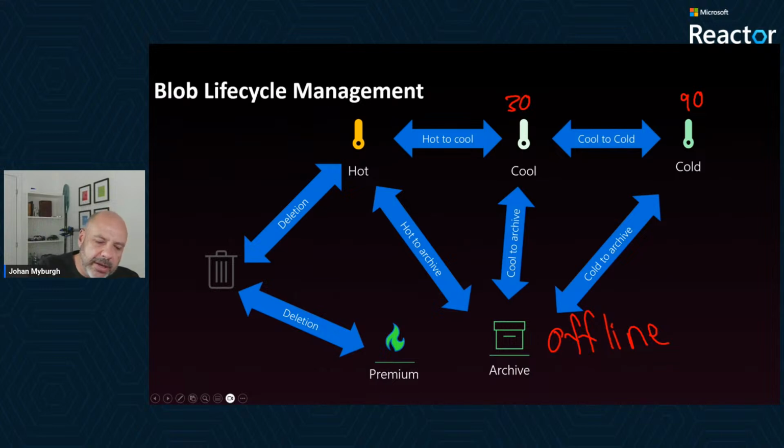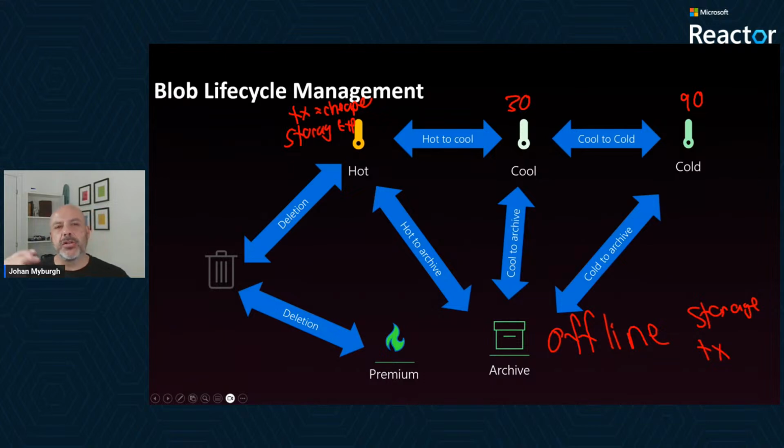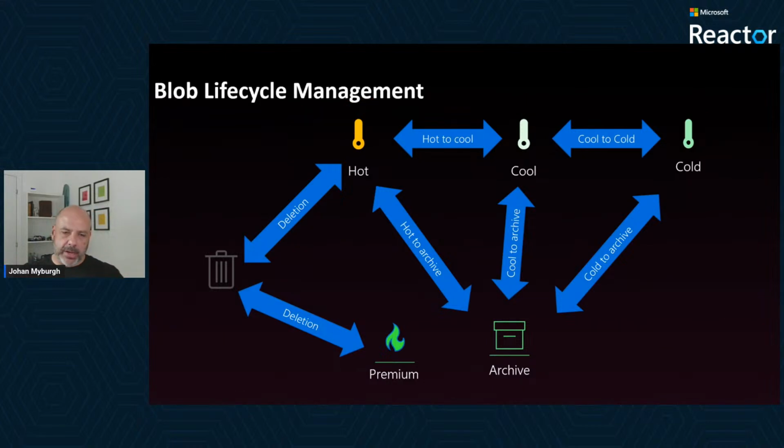Obviously, on the hot tier, the transactions are cheaper, but the storage is expensive. Well, not expensive. The storage is more expensive, rather. On the archive tier, the storage is much cheaper, but the transactional cost can be a little bit higher, right? So that's just something to be mindful of.